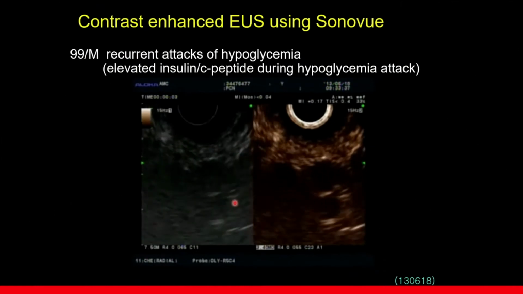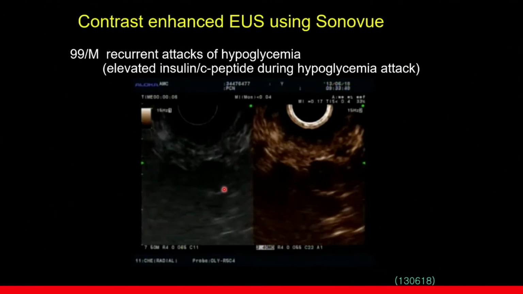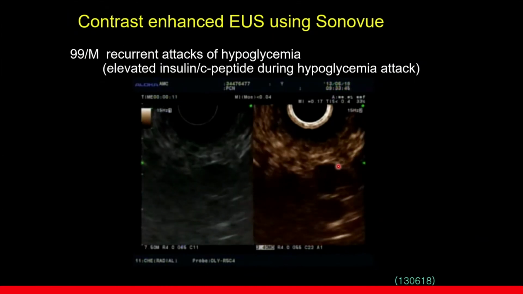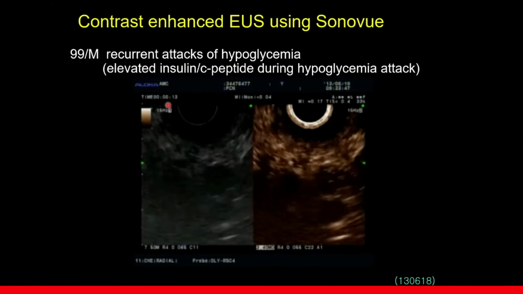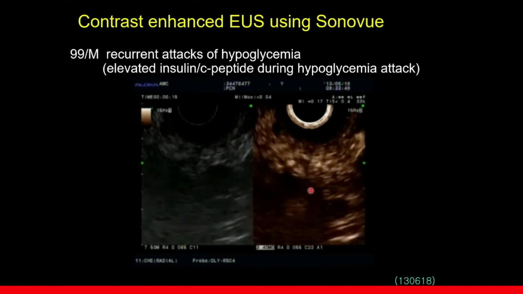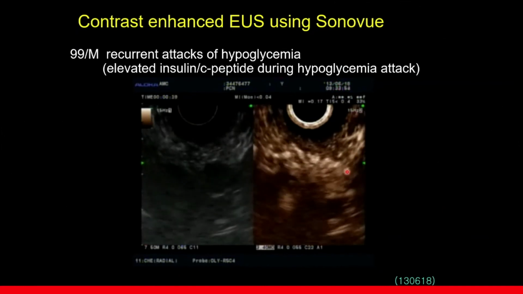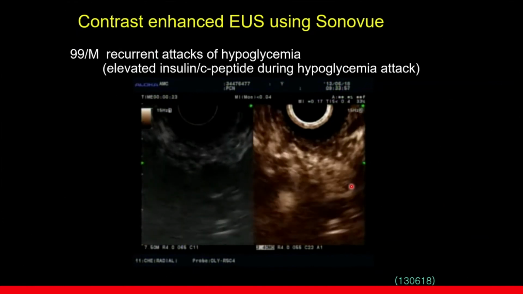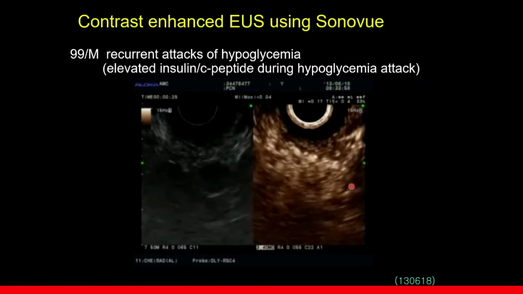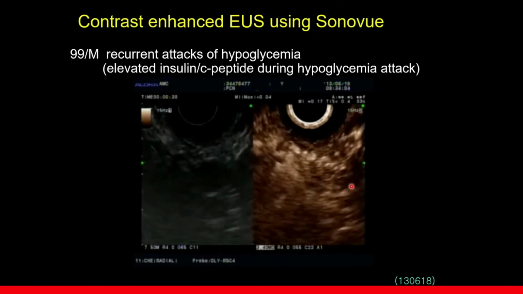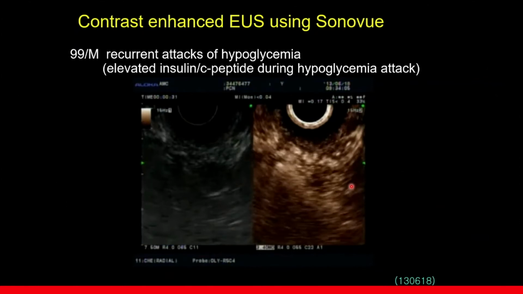When we added contrast-enhanced EUS, this is a B mode image. This is contrast-enhanced harmonic imaging mode. This is the time after contrast injection. After about 10 seconds, during arterial phase, the lesion shows strong arterial enhancement. This is the typical finding of NET, including insulinoma. So based on clinical history, biochemical data, EUS finding, and the contrast-enhanced EUS findings, we thought this lesion was the culprit lesion causing hypoglycemia.